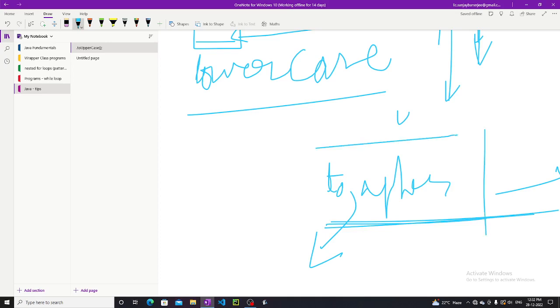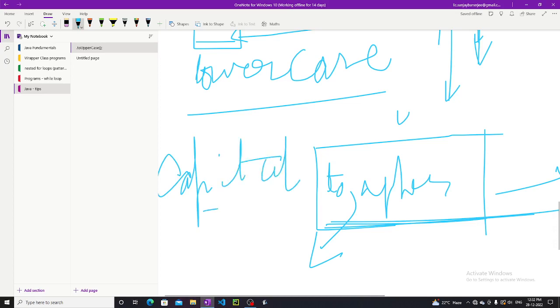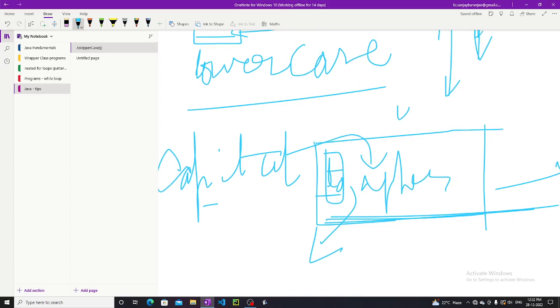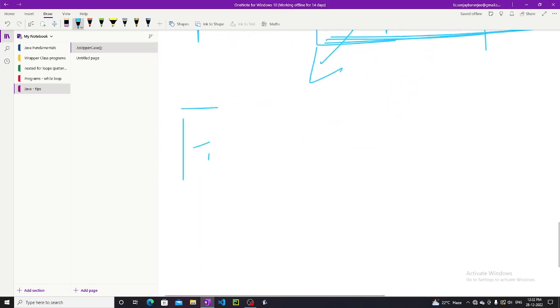Then comes the convention, that if there are more than one word, then except the first word, the other words will always start with a capital letter. The first word will start with a small letter. Then consecutively all other words will start with a capital letter, and there will be no gap in between.